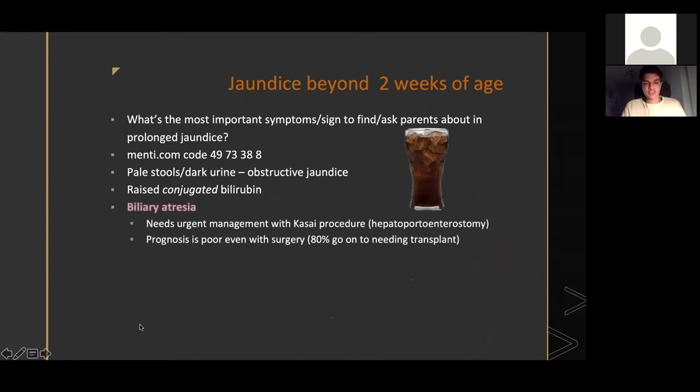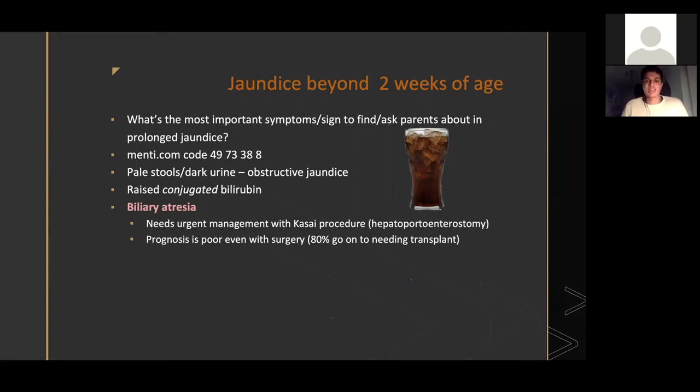Right, biliary atresia. So I haven't got a picture of this, but you can imagine it's the biliary tree and you get atresia of that. You get a failure to develop of the biliary tree, okay? It needs urgent management. You need something called a Kasai procedure. I presume it's named after the person who invented it. It's called a hepatoportoenterostomy. Ostomy meaning making a hole, and liver, porto, entero, a hole between the liver and the gut. Okay, it nicely makes sense.